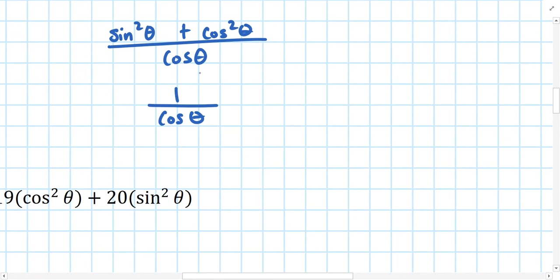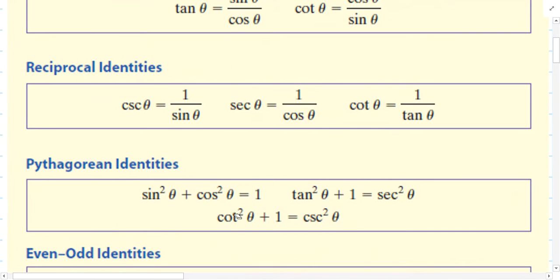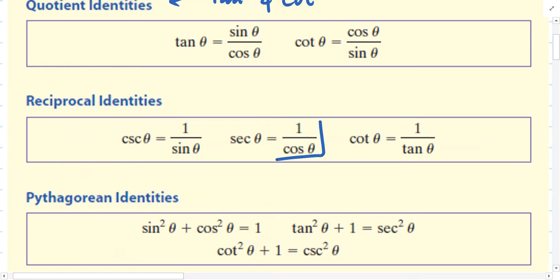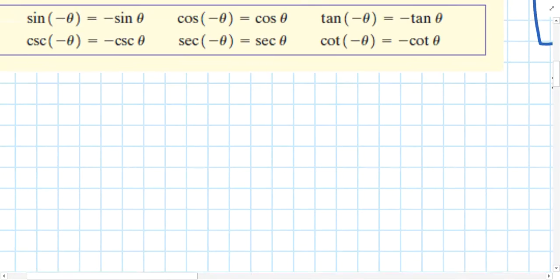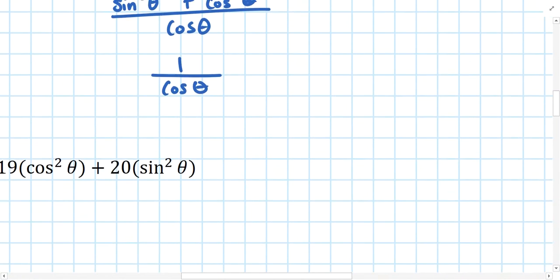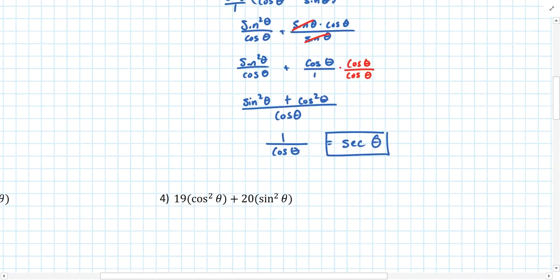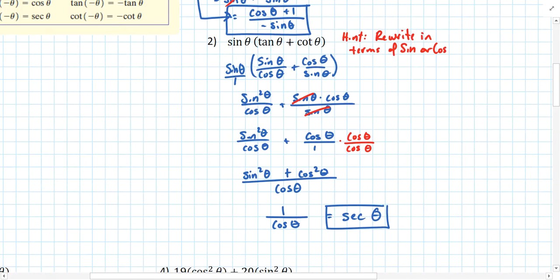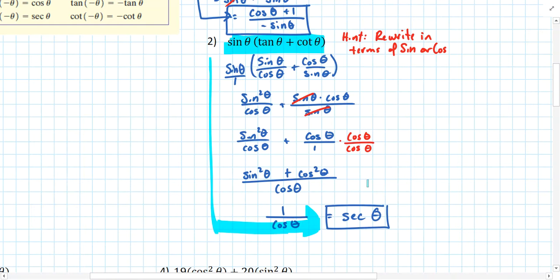But I would also argue that there's one more identity we can't forget about, and that's that 1 over cosine theta is really equal to just secant of theta. So I'm going to rewrite this last expression down here as secant theta. And so as it turns out, what we started with, this original expression way back here, with a little bit of algebra along the way, has turned into a much more simplified form down here.